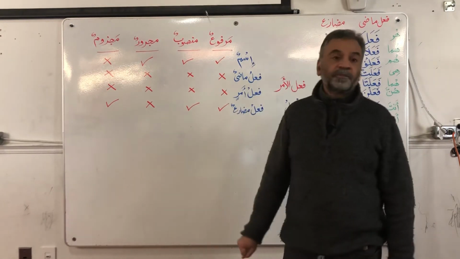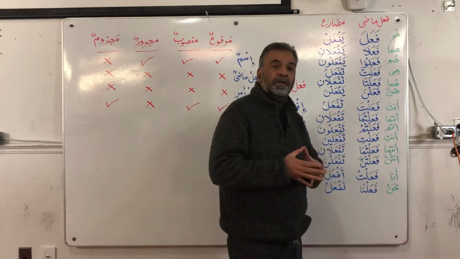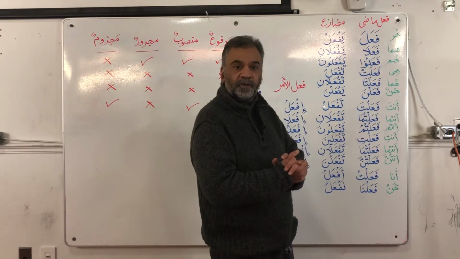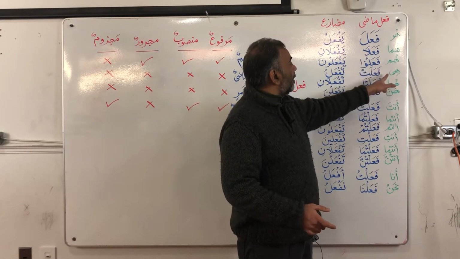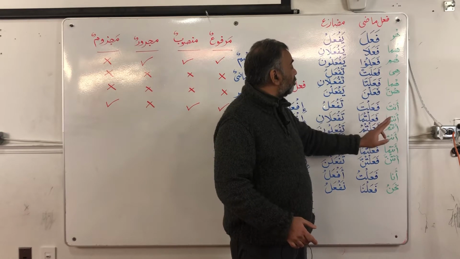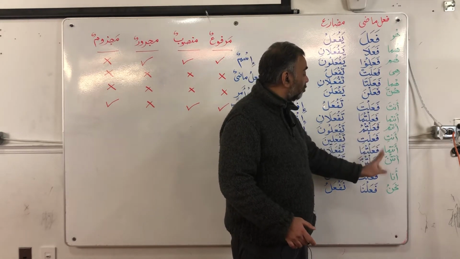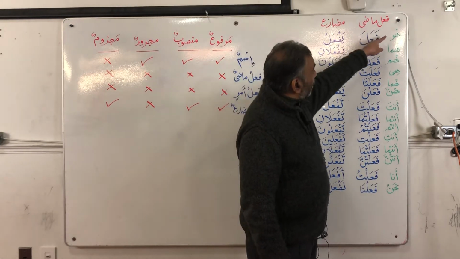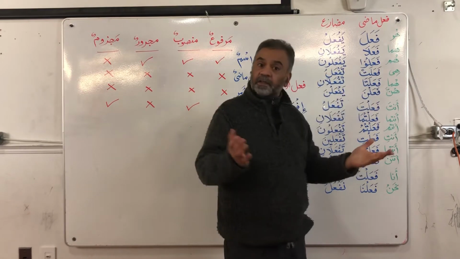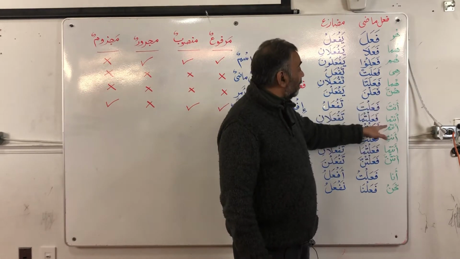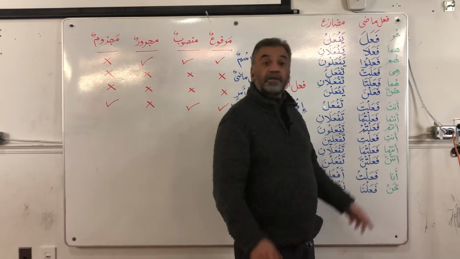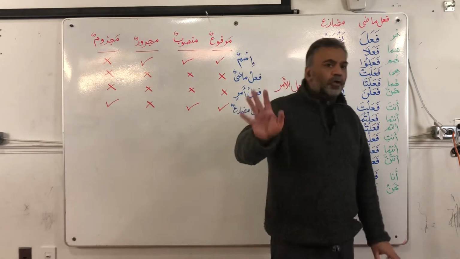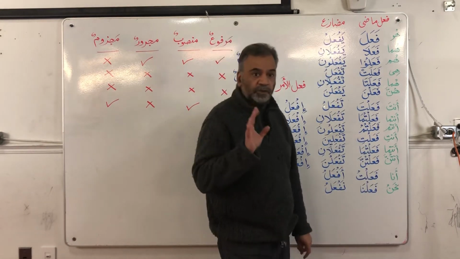As we know, the detached pronouns or damir munfasil, there are 14 of them. Huwa huma hum, hiya huma hunna, anta antuma antum, anti antuma antunna, ana nahnu. Huwa huma hum, hiya huma hunna, third person. Anta antuma antum, anti antuma antunna, second person. Ana nahnu, first person. We all have memorized those 14.